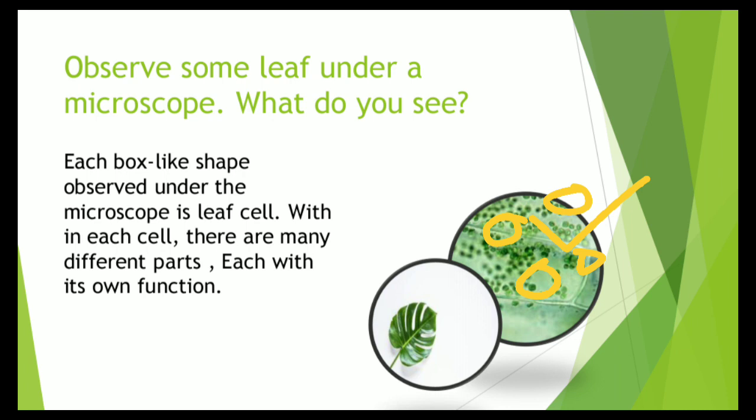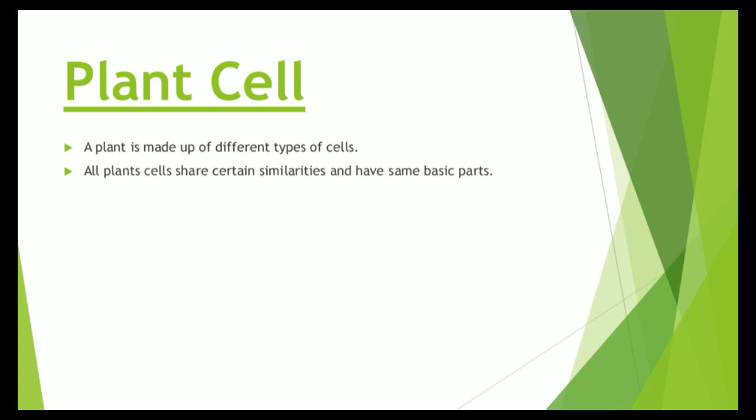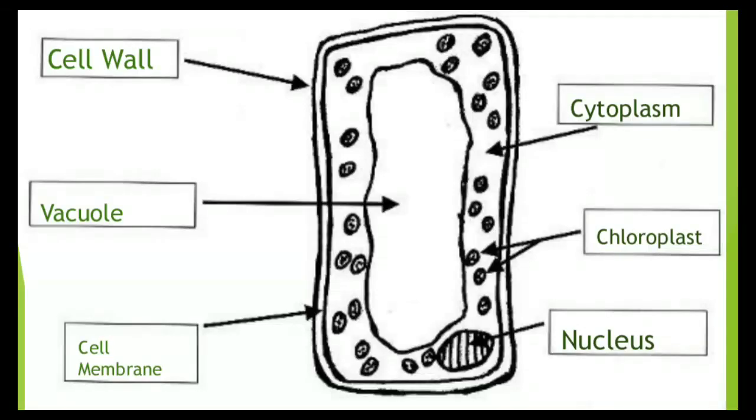So here we have the plant cell. A plant cell is made up of different types of cells, and all plant cells share certain similarities and have some basic parts. So we discuss the basic parts of the plant cell. Here we have the diagram of the plant cell, in which we see that the outermost part is the cell wall. Here you can see that this one is the cell wall.